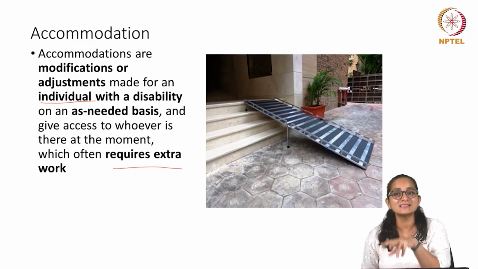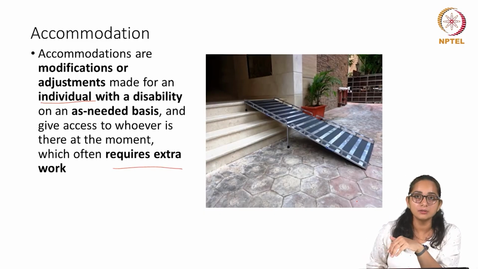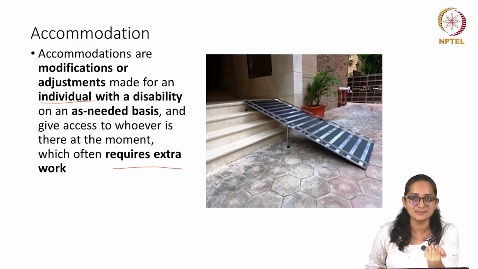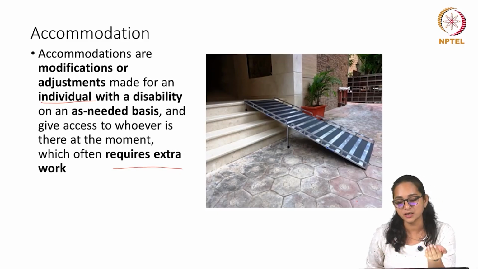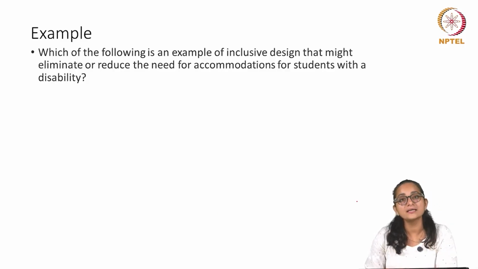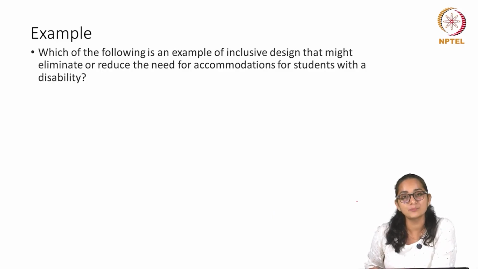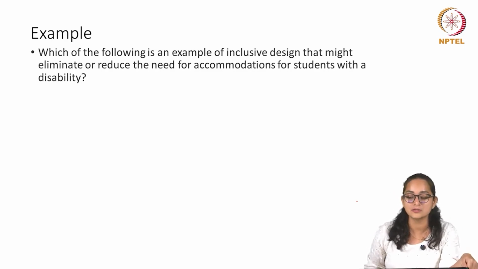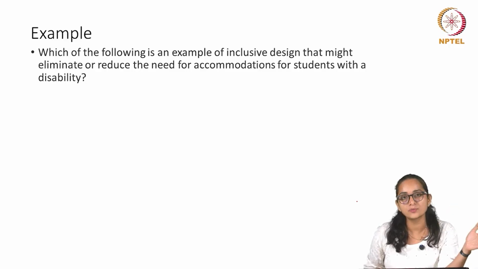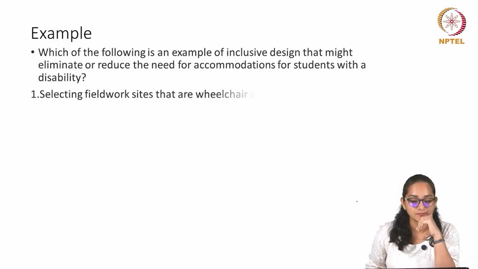But it does allow people with wheelchair to access the building with much ease. So let us take an example and try to understand it much further. Which of the following is an example of inclusive design that might eliminate or reduce the need for accommodations for students with a disability, and which ones are accommodation?